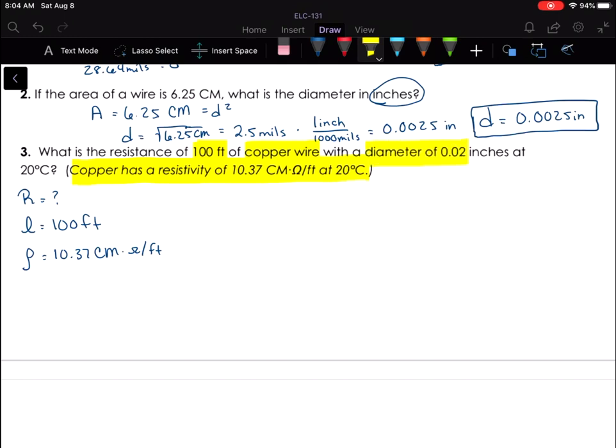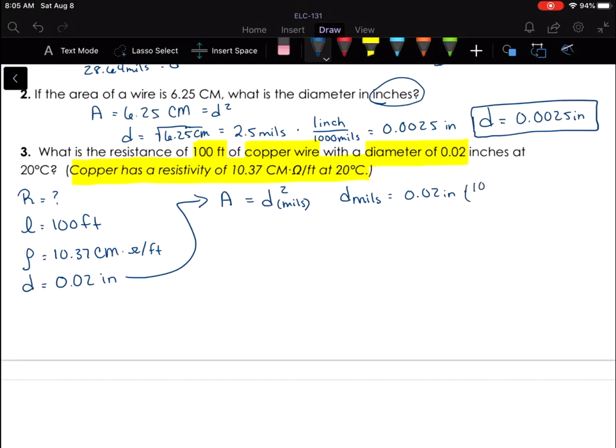Now that's not the area, okay? That's the diameter. And it's in inches, which we're going to have to work with as well. So we have 2 components of our equation. We need the area though. So I'm going to pull the diameter over here and note that area equals diameter squared, but they have to be in mils. So the first thing we're going to do is convert our 0.02 inches to mils.